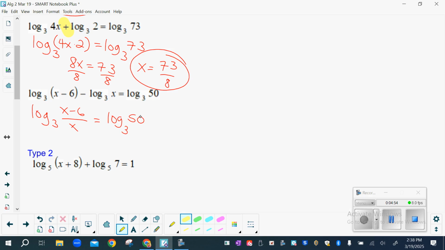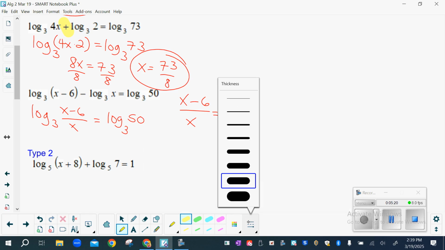So now, what would we do next? This group back here. Good. So x minus 6 over x is equal to 50. And what would we do next then to solve that? Sometimes students have trouble with this one. Go ahead, Dexter. Yes, we want to get rid of that dividing by x, that fraction. So we're going to multiply both sides by x.